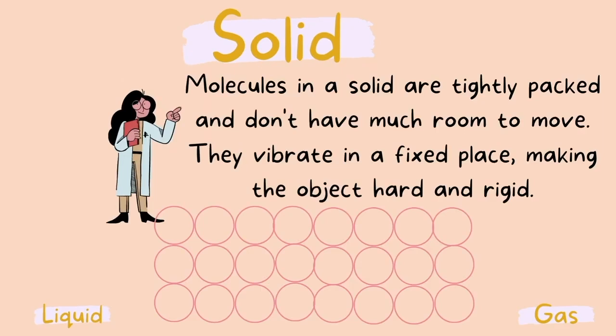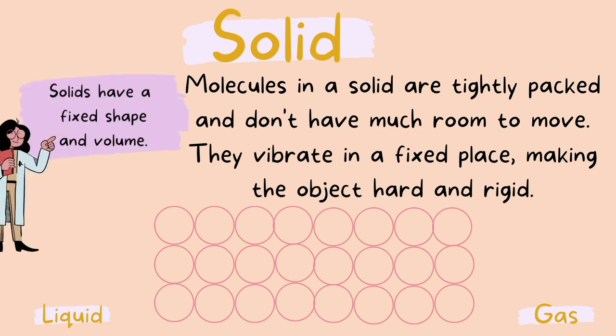Molecules in a solid are tightly packed and don't have much room to move around. In fact, they have no room to move around. Instead, they vibrate in place. Because they are vibrating, they still produce kinetic energy, just at a very low frequency. It is important to know that because the structure of a solid is rigid and does not have movement, solids have both a fixed shape and fixed volume.